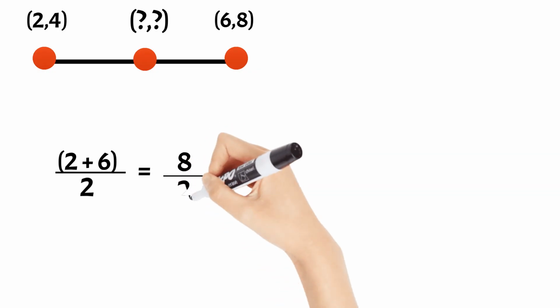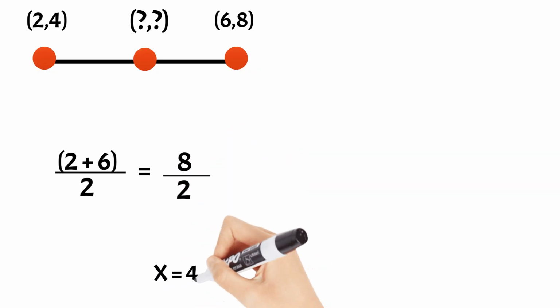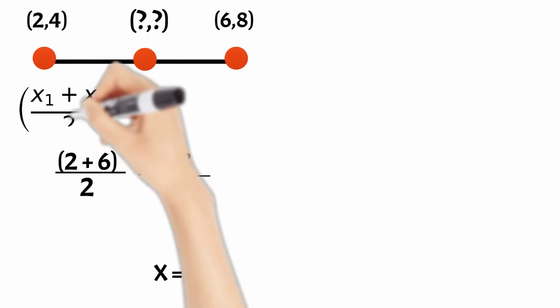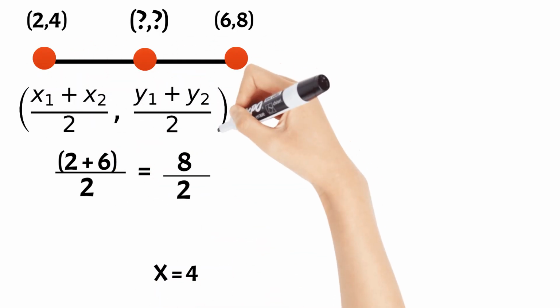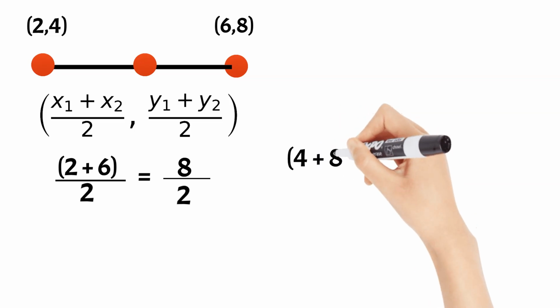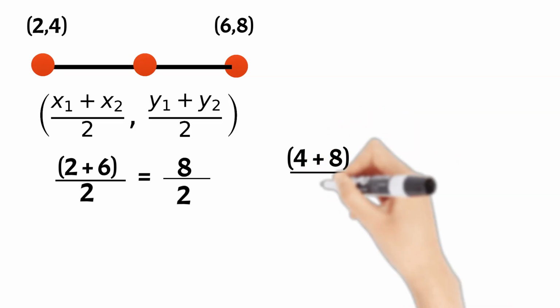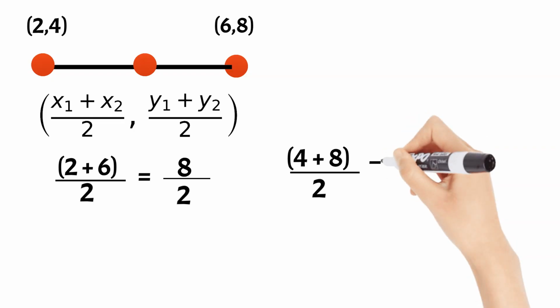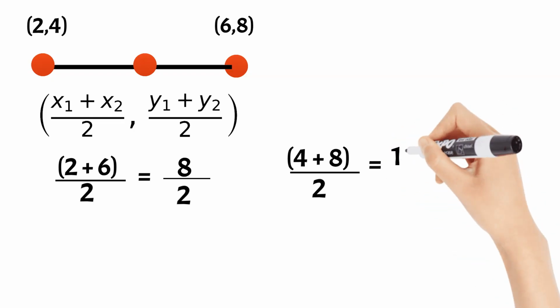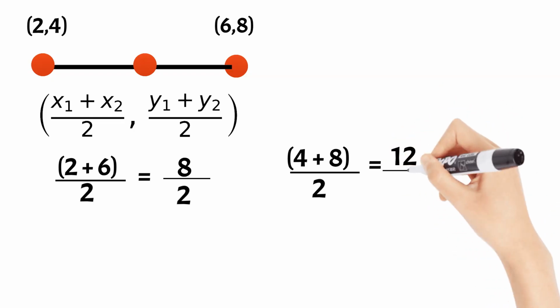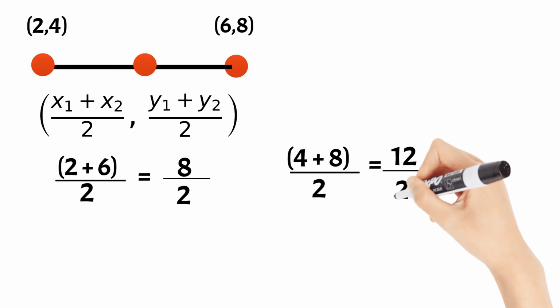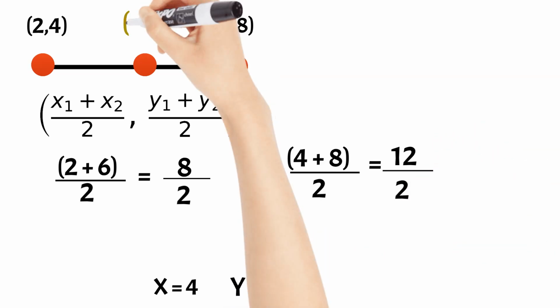That's our x value. Step 2, we've got to do the same thing with the y coordinates. So we take y sub 1, which is 4, add it to y sub 2, which is 8, and divide that in half. 4 plus 8 is 12, divided in half, that's 6. So our midpoint is (4, 6).